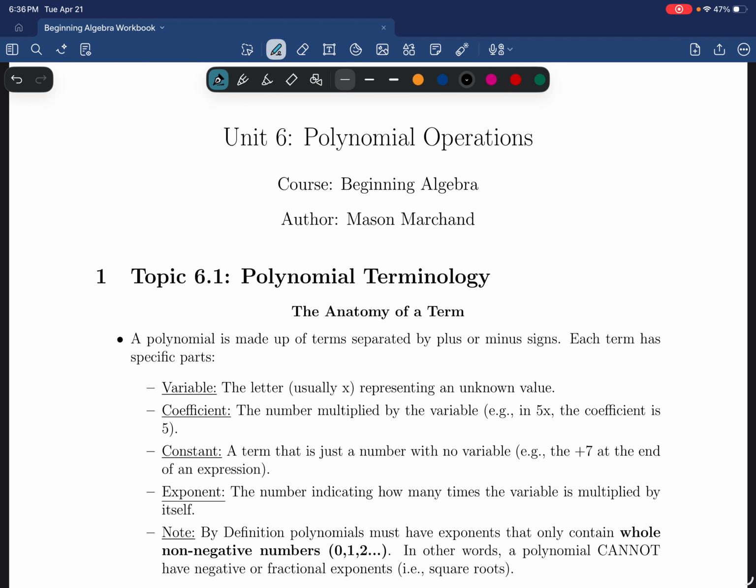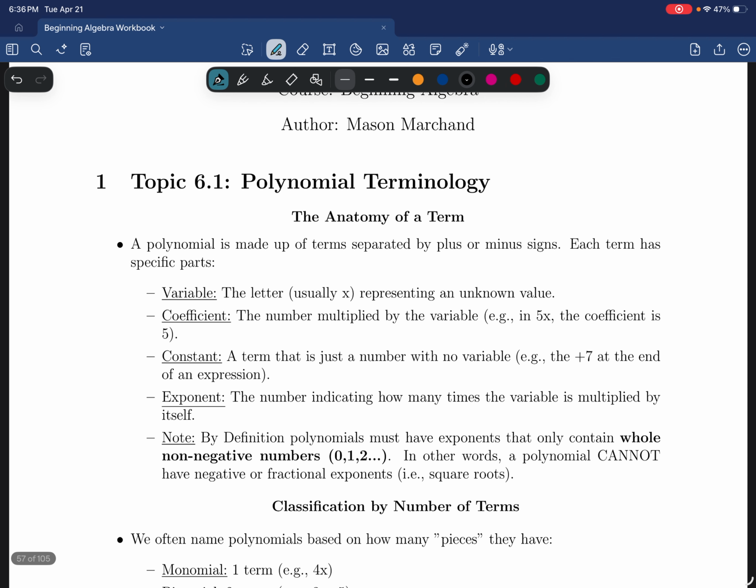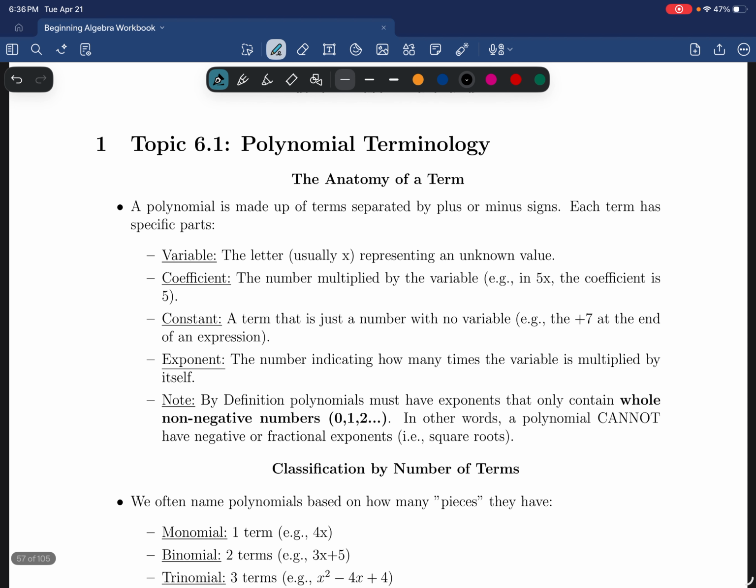But before we do that, in this first section, we're going to be talking about what exactly a polynomial is and the different parts of it and a couple other things. So taking a look at the first part, we're just going to be talking about the different parts of a term within a polynomial. A polynomial is made up of terms separated by a plus or a minus sign, and each term has specific parts.